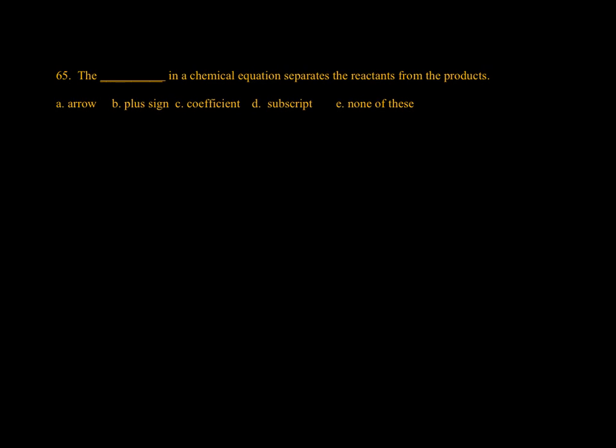What separates the reactants from the products in a chemical equation? That would be the arrow, the purpose of the arrow. The arrow is like the equal sign. It separates the before from the after.